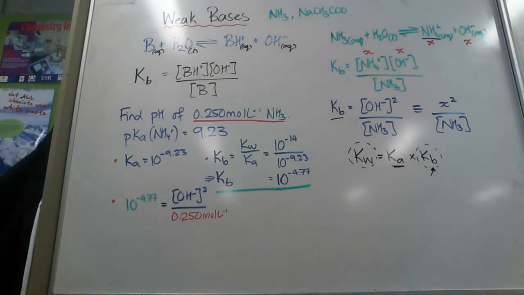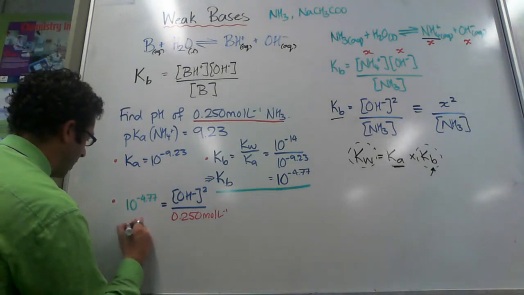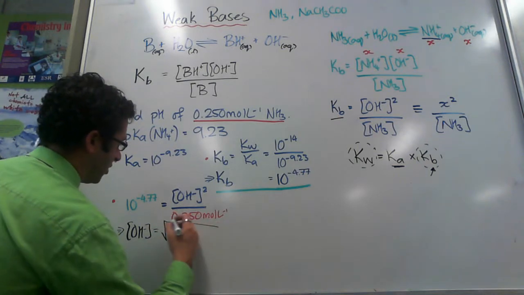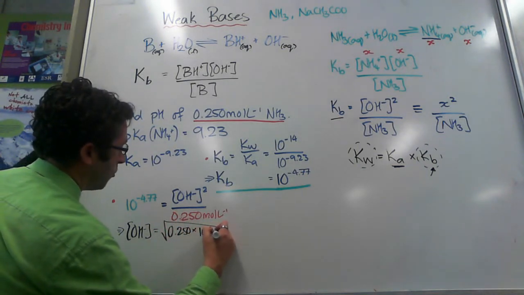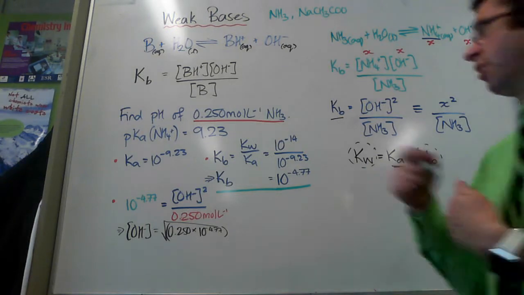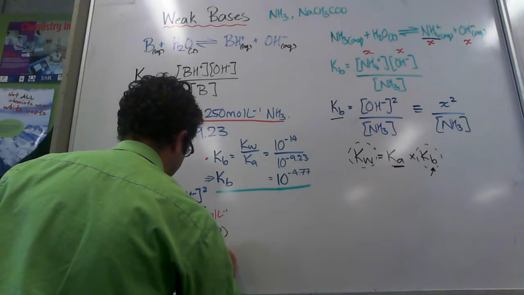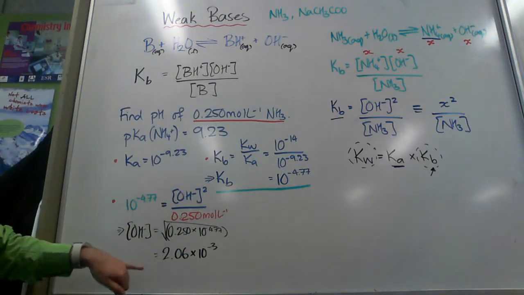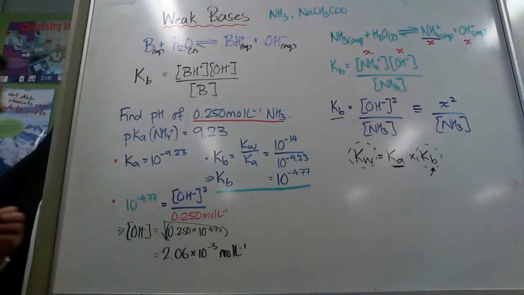Now, there's only really one unknown there, so I can solve for hydroxides, and this is where I need you to use your calculators, please. This becomes that the hydroxide ion concentration equals the square root of 0.250 times 10 to the negative 4.77. I'm hoping we get something like 2.06 times 10 to the negative 3. Yeah. Awesome. Okay, so we end up with a hydroxide ion concentration of 2.06 times 10 to the negative 3. Don't forget your units here. It's a concentration, so it's in moles per litre.